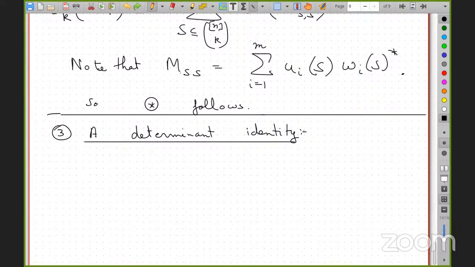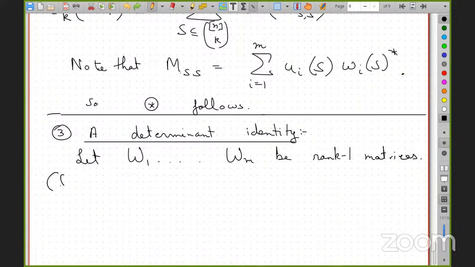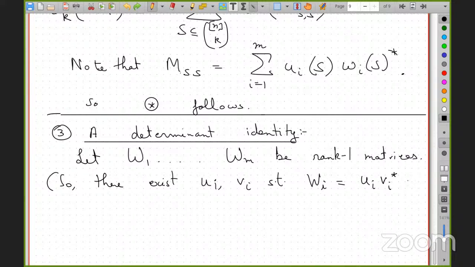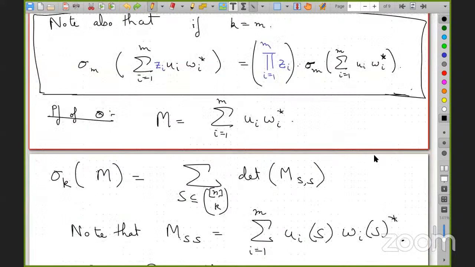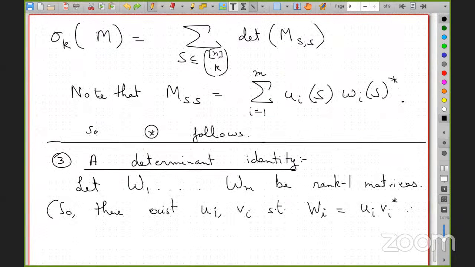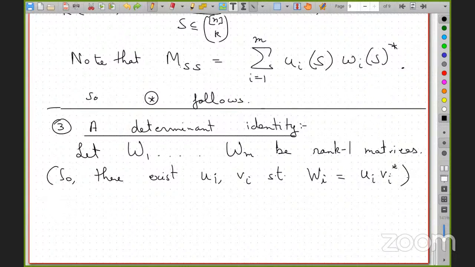Which is the following. Let W1 all the way to Wm be rank 1 matrices. So in particular, that means that there exist ui, vi such that each Wi is equal to ui vi dagger. I should be using dagger, whatever. This is conjugate transpose. So that's what rank 1 means. Any rank 1 matrix has that kind of description.